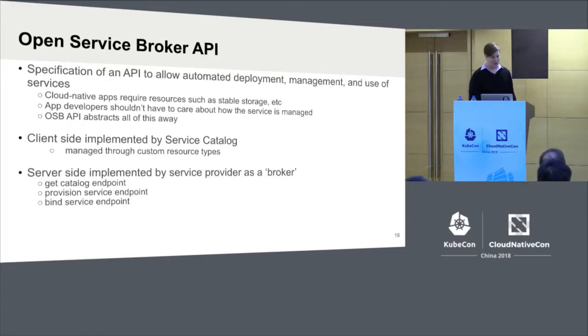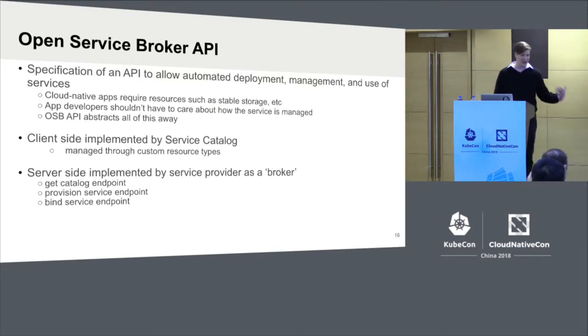So OSBAPI, what is that? The Open Service Broker API is an open source API specification for the automated deployment, management, and use of services. And I'm using service in a very generic sense, not the specific Kubernetes service meaning, but more of a generic program that runs somewhere and is accessible somewhere on your network. It can be pretty much anything.